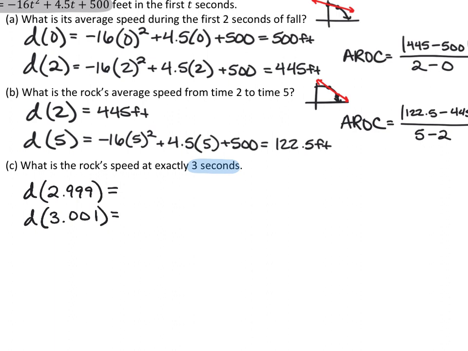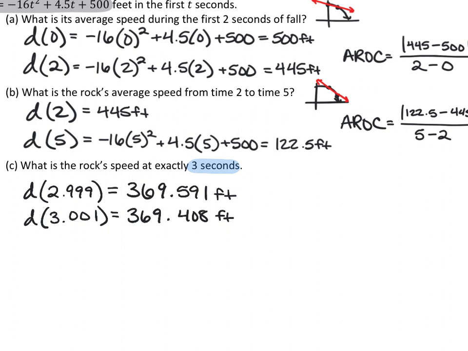So we'll fast forward through this because I know you can type stuff in your calculator. If you find the distance at 2.999, the distance that rock has fallen is 369.591 feet. And at 3.001, it's 369.408 feet. Again, this makes sense. It's falling, so it should be getting lower as your time goes higher.